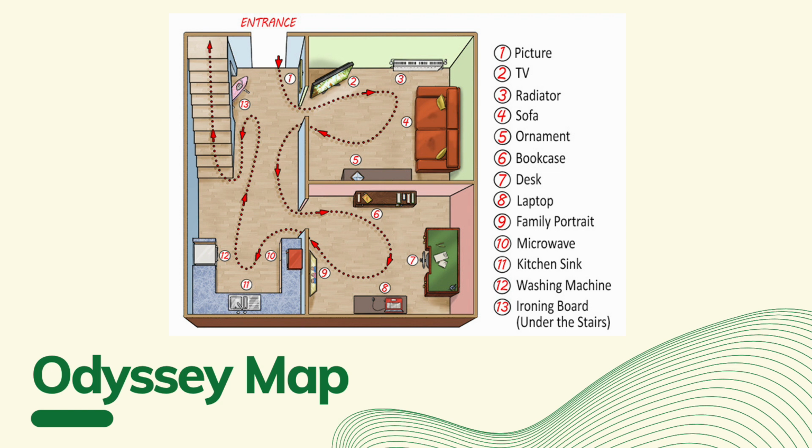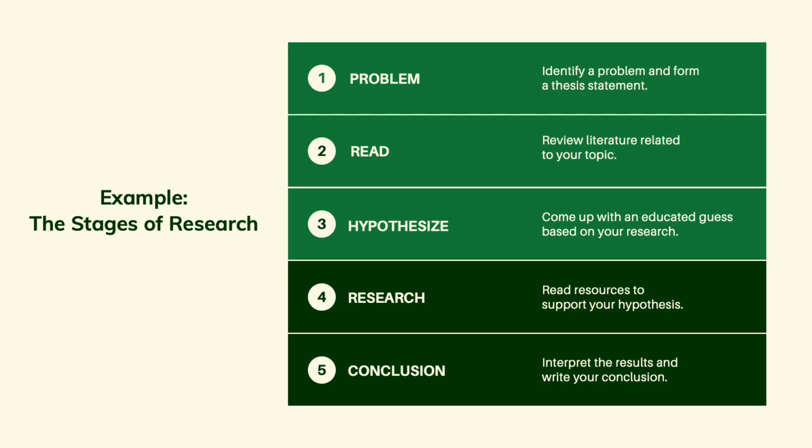Okay, so for this example we're going back to the map that we used for the Odyssey map creation, where we had the picture, the TV, the radiator, sofa, and so on. We are going to use that map to remember the different stages of research. You can feel free to apply your map, but for this example, we are going to use the map from the previous lesson.